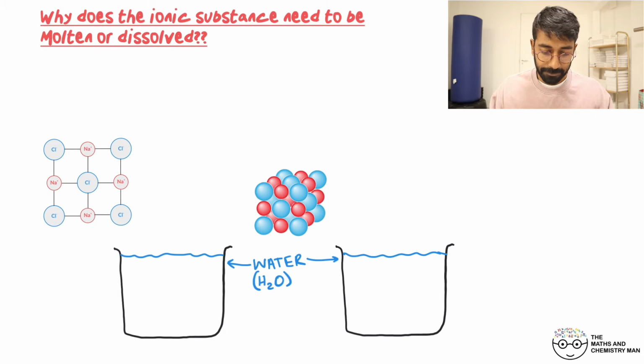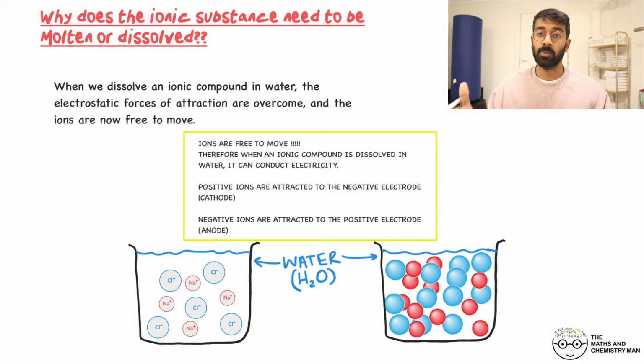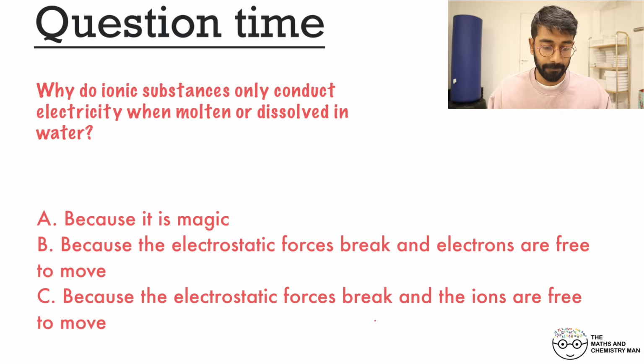Great. Now, the same thing happens when you dissolve an ionic substance in water. Some of them are quite soluble in water. When you dissolve it, the electrostatic forces are overcome again, and you can see they are now free to move around. So if you dissolve it in water, those substances can still conduct electricity.